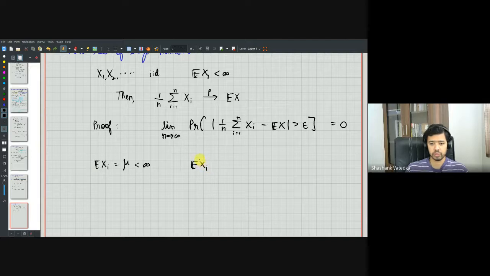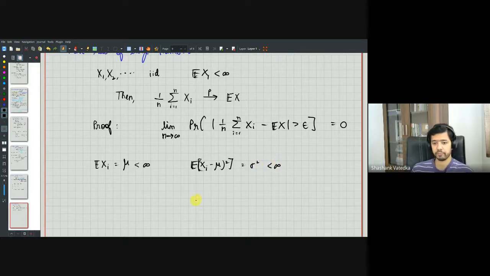So the expectation of (xi minus mu) the whole squared is equal to sigma squared, and we'll assume that this is less than infinity. Okay, so given these assumptions, we want to prove that the sample average, 1 over n summation i going from 1 through n of xi, converges in probability to the expectation, which is mu.